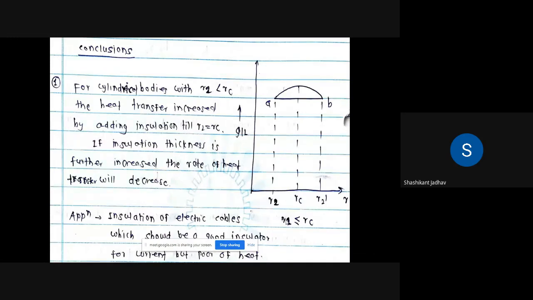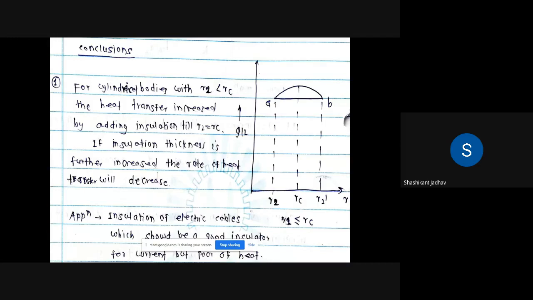Okay, so we have discussed the critical thickness of insulation for the cylinder, and from that we have calculated the critical radius for the cylinder, and from that we get the equation as RC equal to K upon HO. So by using that equation we have to calculate the value of RC. That RC is nothing but the critical radius of the insulation.